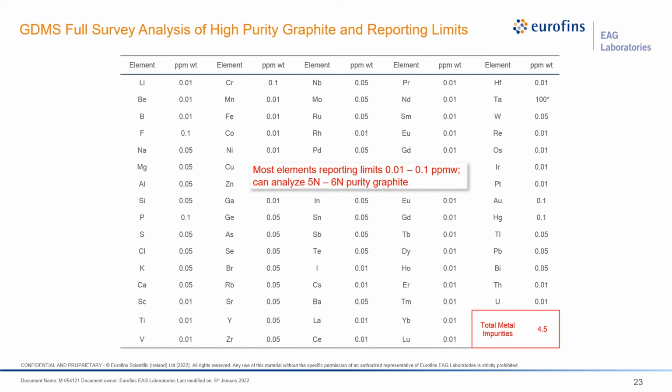Here are the reporting limits of the GDMS analysis of graphite. You can see it has the ability to scan all the elements in the periodic table from lithium all the way to uranium with a detailed reporting limit of 0.01 to 0.1 ppm. With such a low detection limit, it gives us the ability to analyze 5.9 to 6.9 purity graphite.